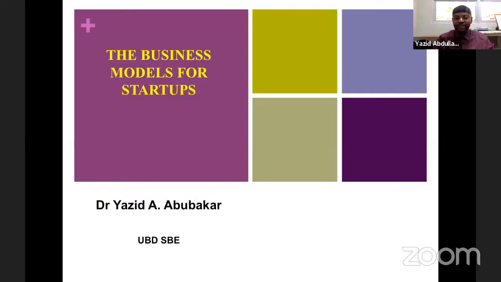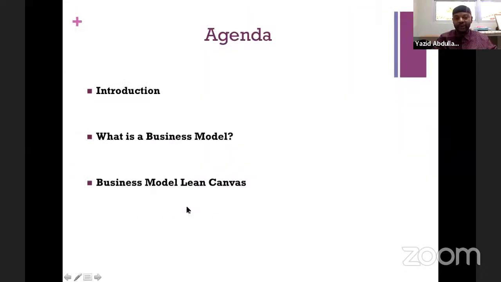You see, when entrepreneurs are starting a business, one of the first things they have to think about is, how do we organize our business to be able to make money? And this is the gist or the core of what business model is about. So in terms of the agenda, today we're going to cover an introduction to business model. We will try to define the term business model, and then we will cover an aspect of the business model called the lean canvas.